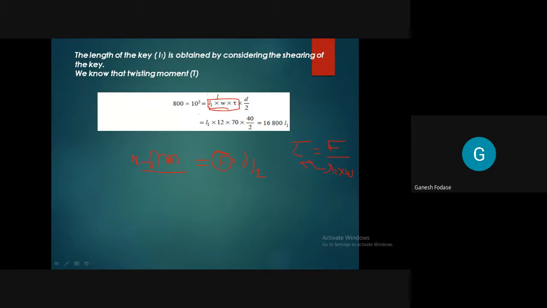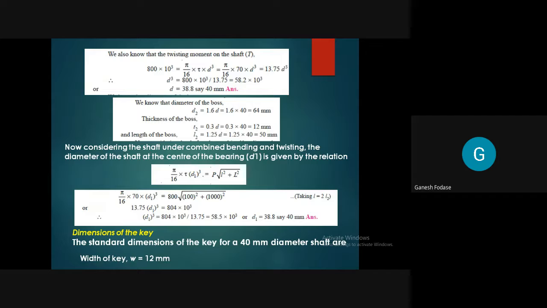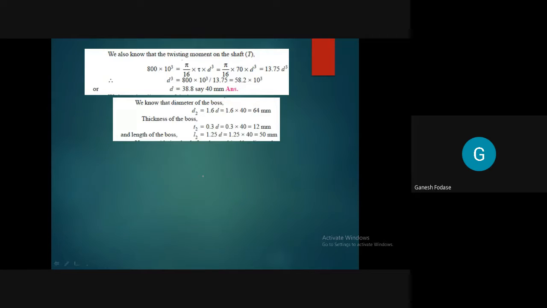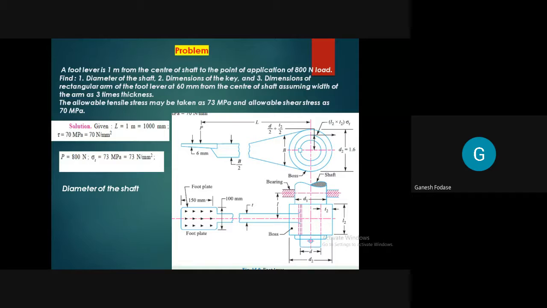This is your shearing area. This is your shearing stress. Multiply by radius, you get the value of this. And why is the shearing area L1 into W only? Because you can see here in the top view. L1 is the complete length and its width is W. In the top view and in the front sectional view it will look somewhat like this. So you can see this one is the shearing area, L1 into W.